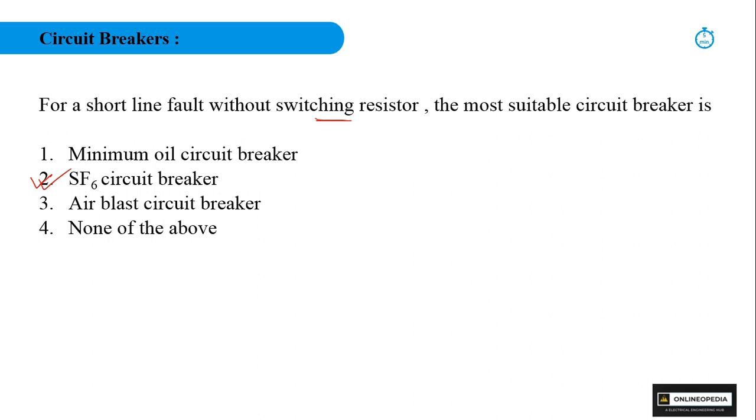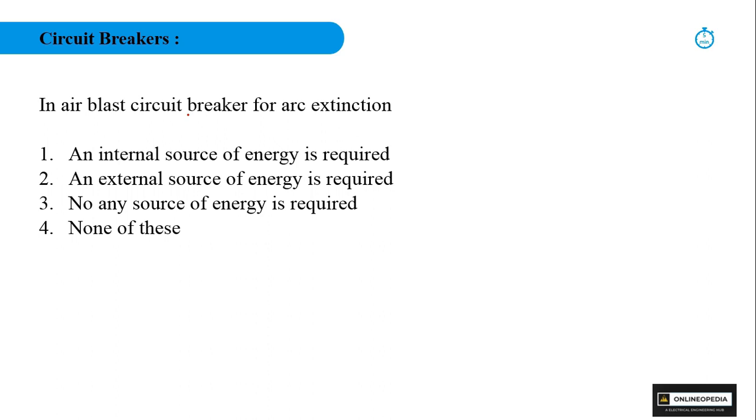Next question is, in an air blast circuit breaker for arc extinction, these are the options. In an air blast circuit breaker for arc extinction, an external source of energy is required. Okay, so in an air blast circuit breaker, a high speed air blast is used for arc extinction, which is produced by externally generated pressure. So an external source of energy is required for arc extinction. So option 2 is correct.